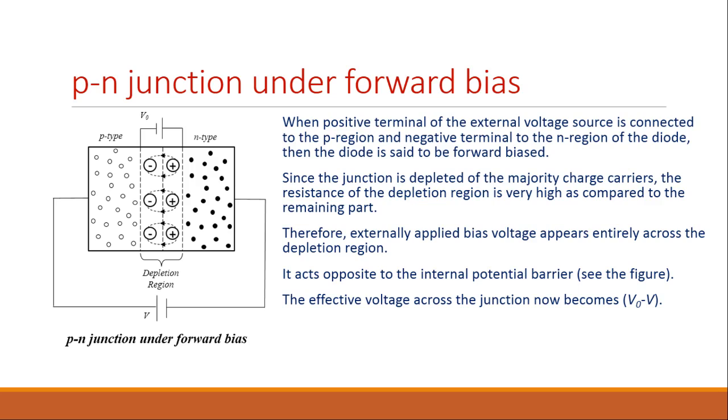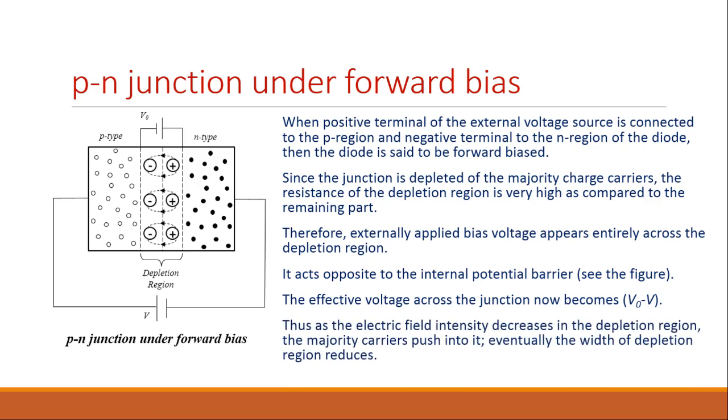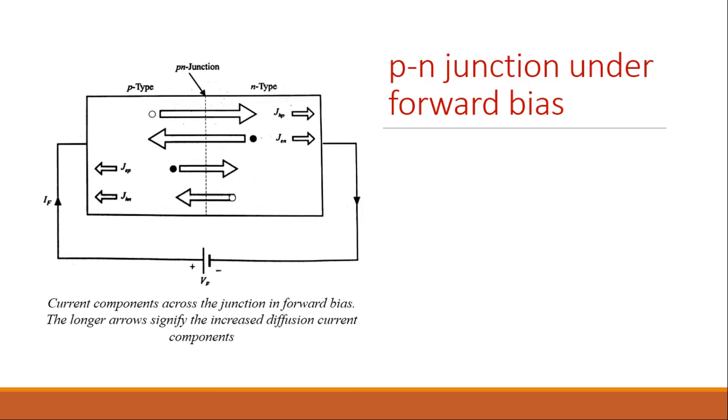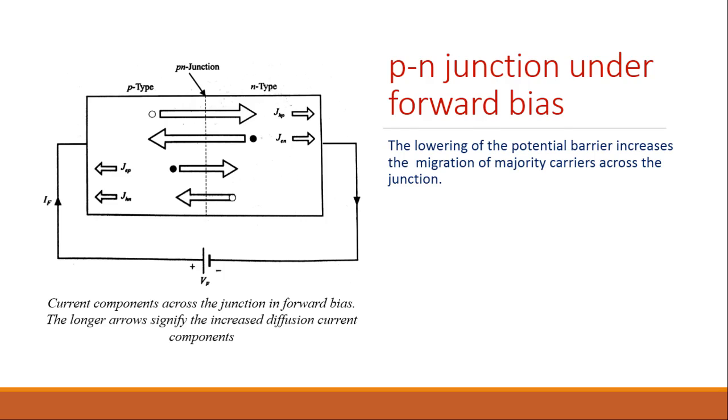As the field intensity decreases, the majority charge carriers push into the depletion layer and the width of the depletion layer gets reduced. This means that if the width of the depletion layer reduces, the potential barrier also reduces. The lowering of the potential barrier increases the migration of the majority carriers across the junction. It causes an increase in the diffusion current components since electrons and holes with energy lower than eV0 can diffuse across the junction.